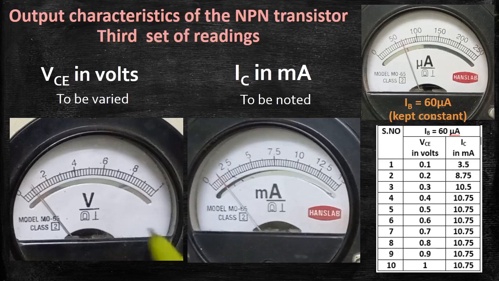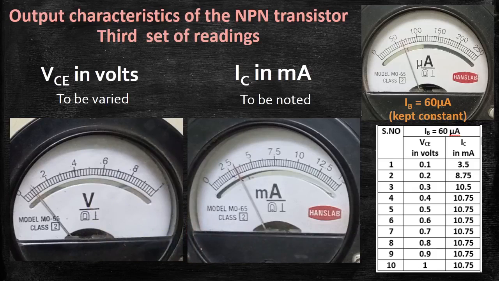Look at that. VCE value is how much? 0.1 volt. Often you check the IB, it should be kept exactly at 60 microampere. Now note down the reading here. Now it is exactly coinciding with 14th division. Are you clear? So 14 into 0.25 is 3.5. For 0.1 volt, IC value is 3.5.